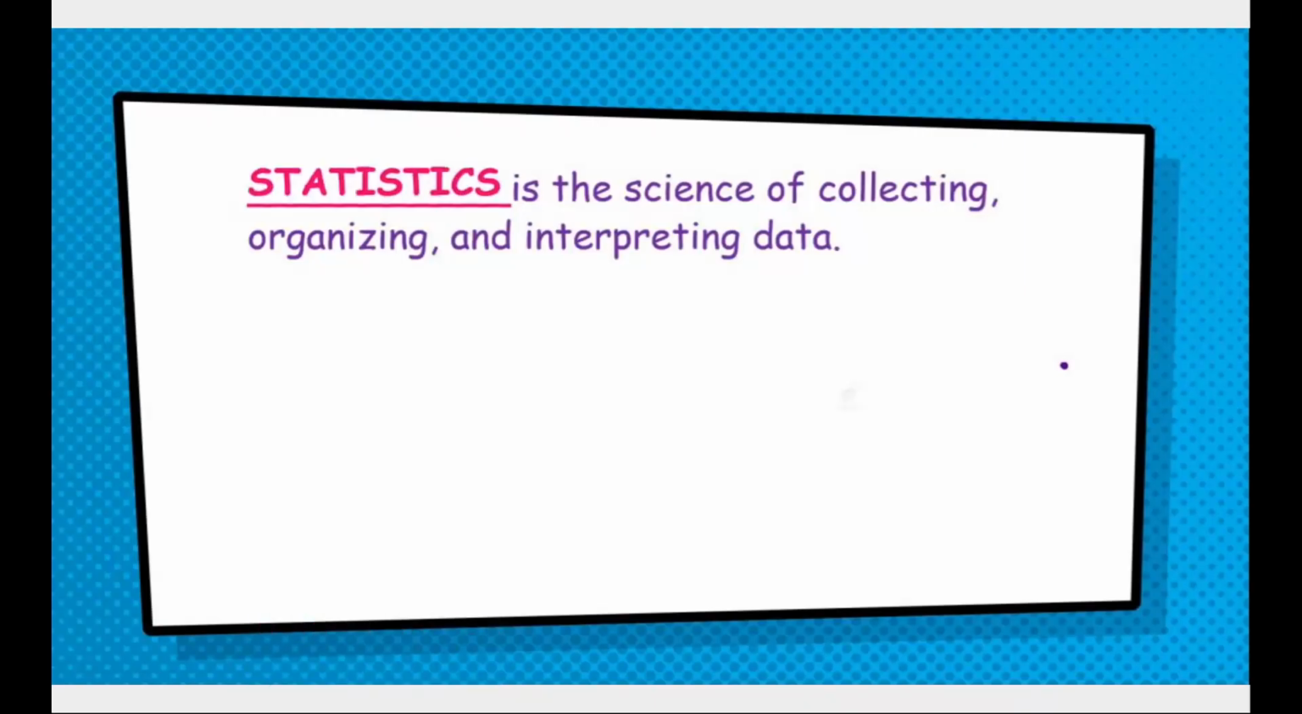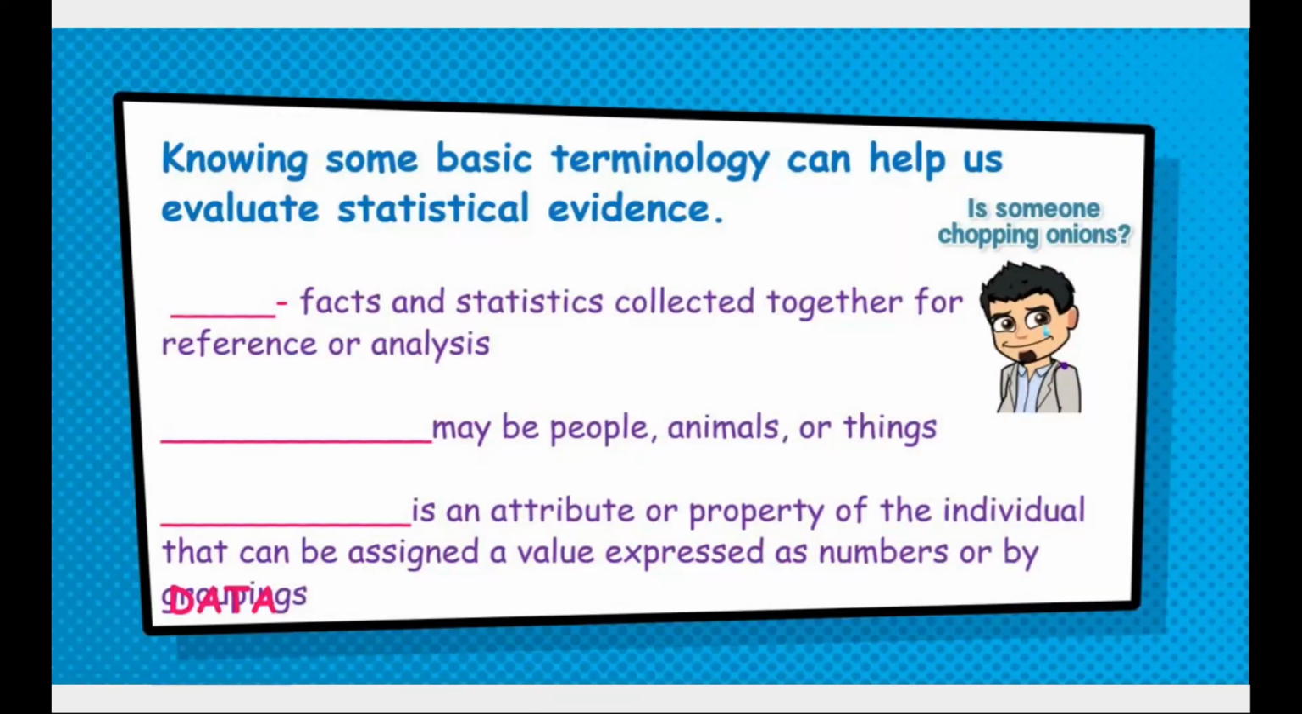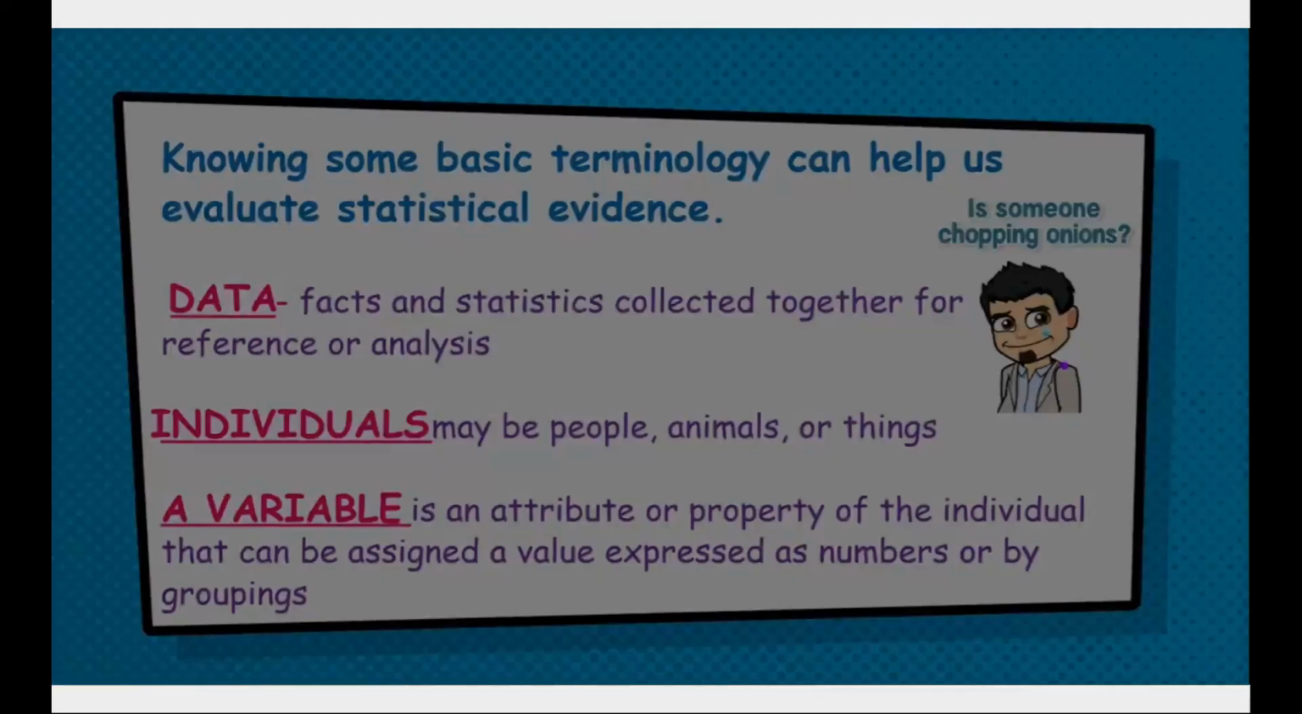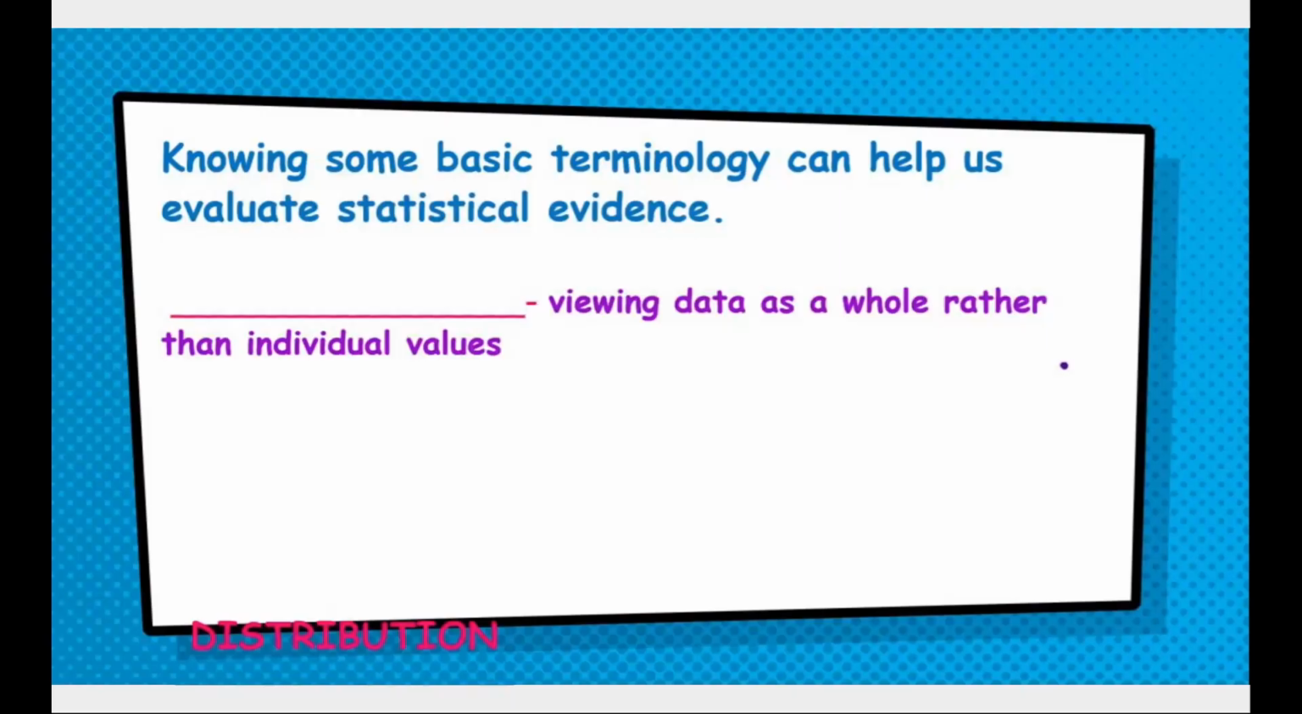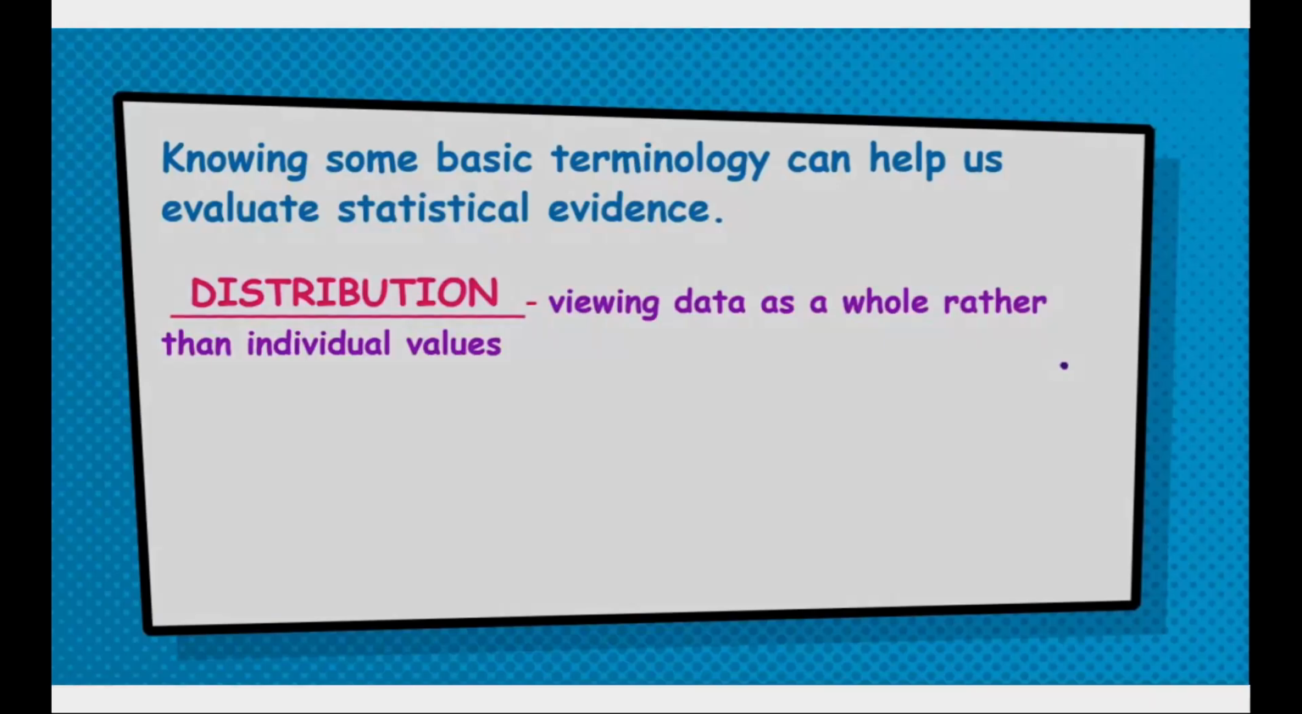So starting off, what is statistics? It's the science of collecting, organizing, and interpreting data. Some terminology that we need to be familiar with: when we say the word data, we're referring to facts and statistics collected together so that we can reference or analyze some information. Individuals in a statistical study would be people, animals, or things. Then we have variables, an attribute or property of the individual that can be assigned a value, expressed as a number or by grouping. And lastly, we have distribution, which is viewing data as a whole rather than individual values.